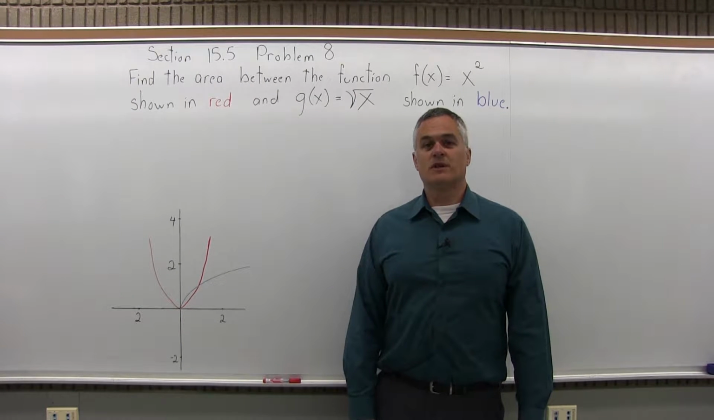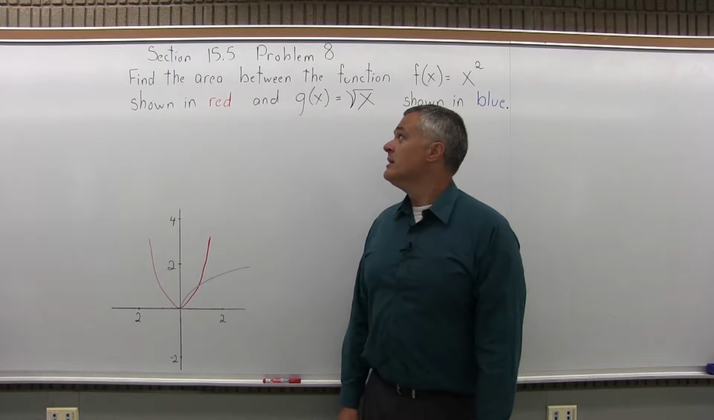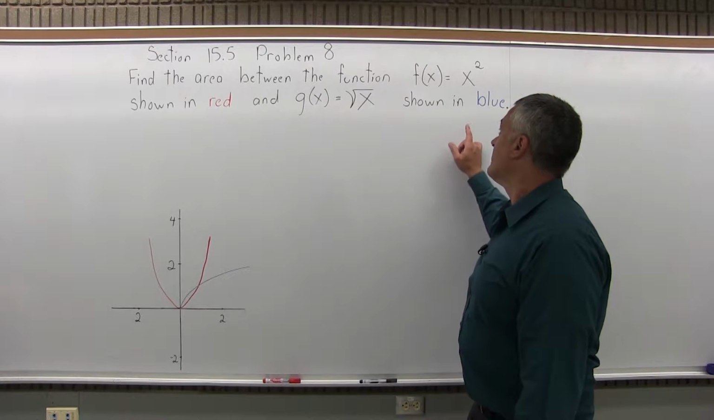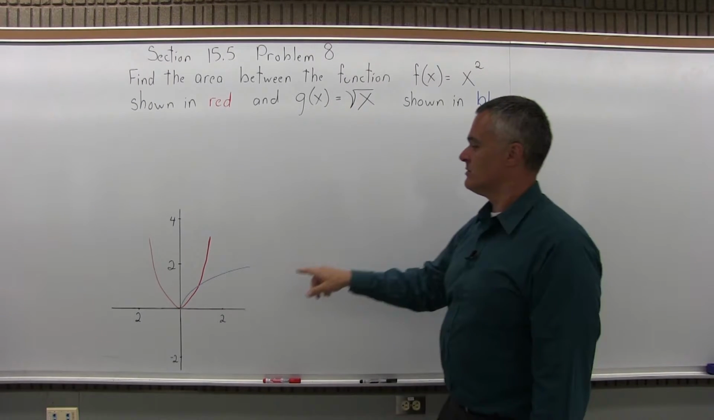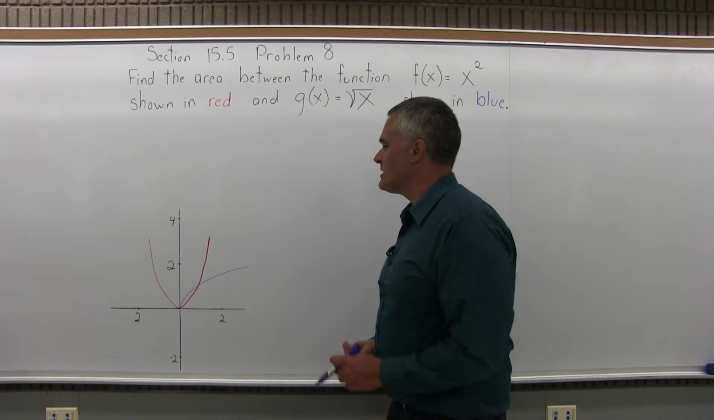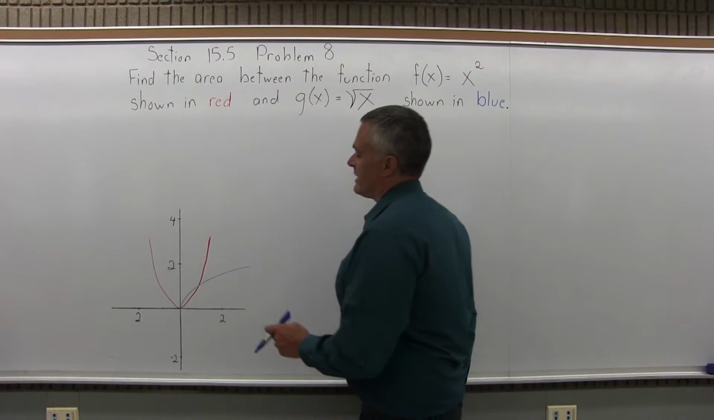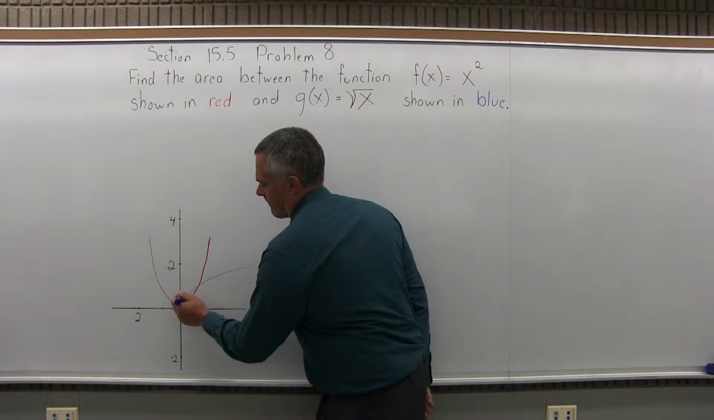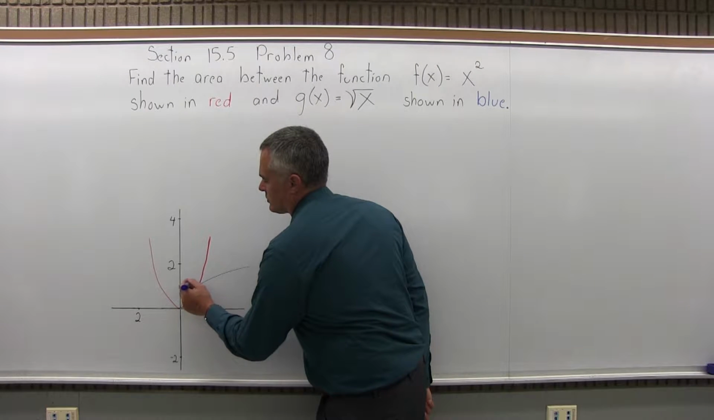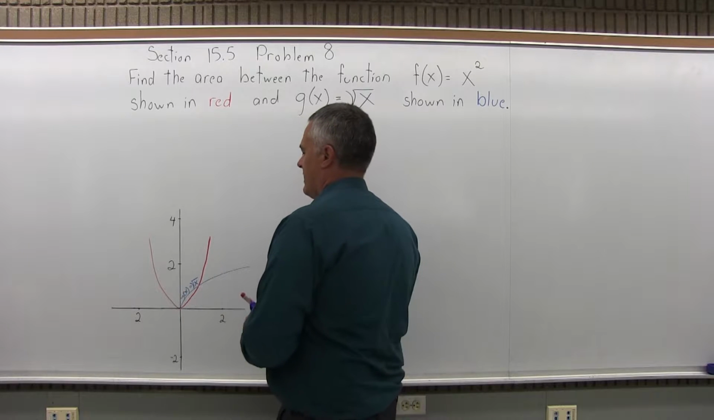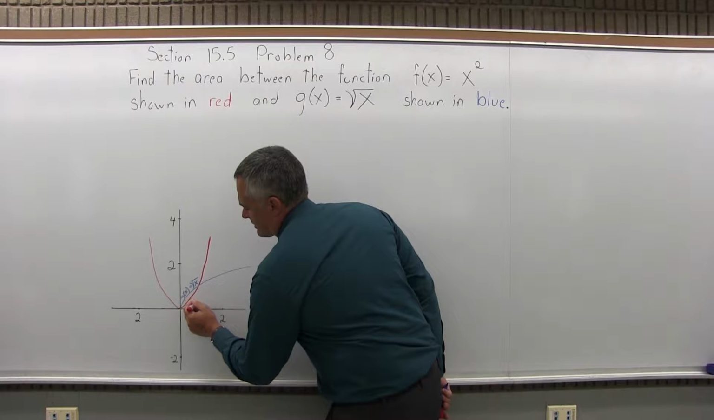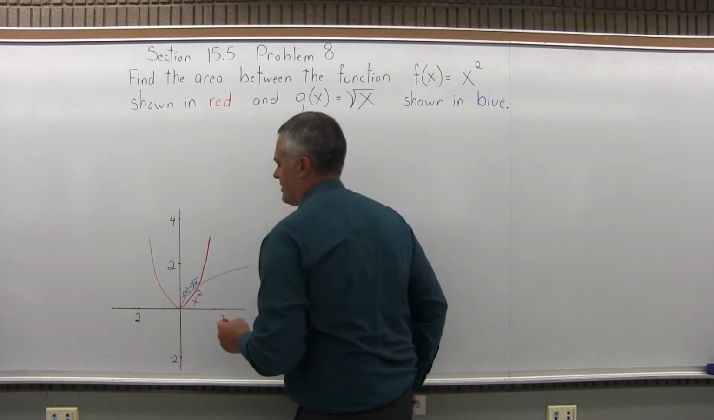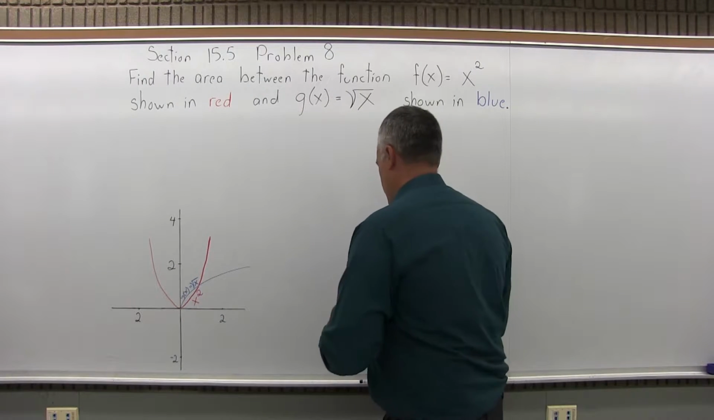This is Section 15.5, Problem number 8. It says find the area between the function f of x equals x squared, shown in red, and g of x equals square root of x, shown in blue. So just to make this very clear, the square root of x is shown in blue. So g of x, square root of x. And the other one is x squared, shown in red. I'll just write x squared. And we want to find the area in between those.